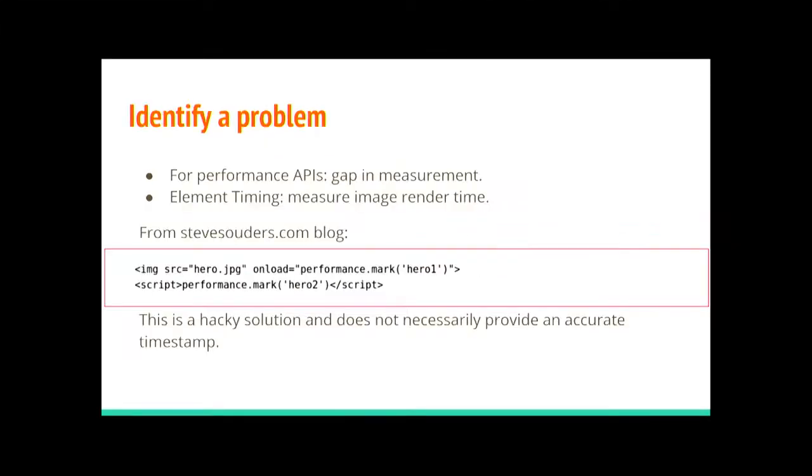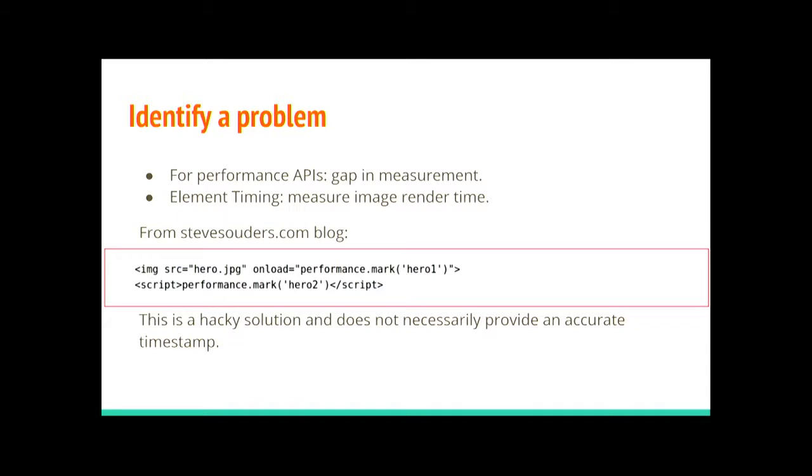In addition to that, you have to append a script right after the image tag. And the script will also have another call to performance.mark. So you get a second high-resolution timestamp, in this case, hero 2. Now, to get the estimated image render time, you get the maximum between those two marks. And that is the proposed solution. Does it sound reasonable? No, of course not. It's very hacky. And in addition to being very hacky, it's also inaccurate.